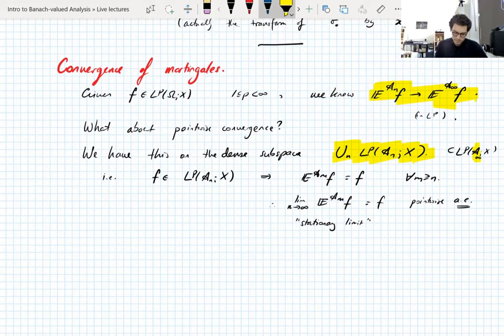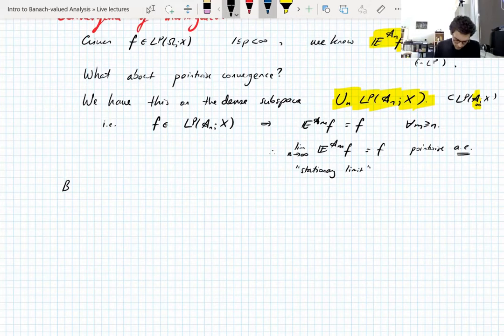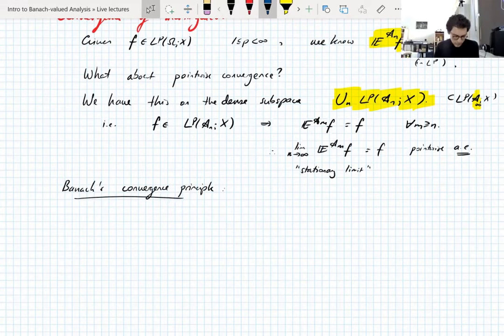If you've done some harmonic analysis, you've probably seen this sort of thing before. Things like Fourier series or whatever, or things like Lebesgue differentiation. This is all about what I think is called Banach's principle. Christoph can correct me if I'm wrong. Is this Banach's convergence principle? Yeah, why not? May as well attribute it to Banach. This is Banach's convergence principle, stated sort of non-rigorously.